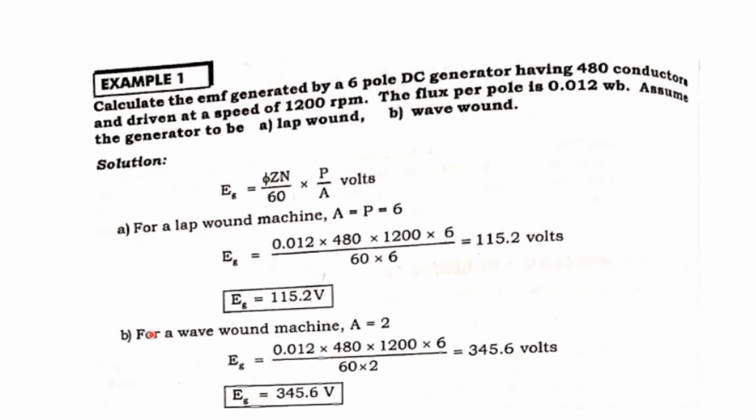Similarly, for the wave wound machine, A equals 2. So the number of parallel paths A equals 2, and we substitute that in the same equation. If we substitute that, we get 345.6 volts. The EMF induced for wave winding is 345.6 volts.